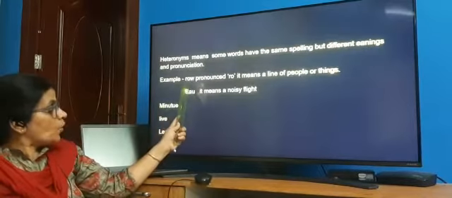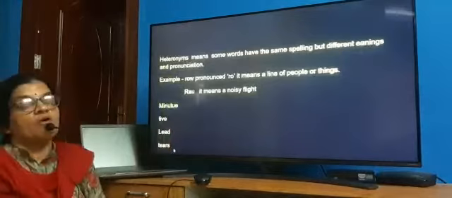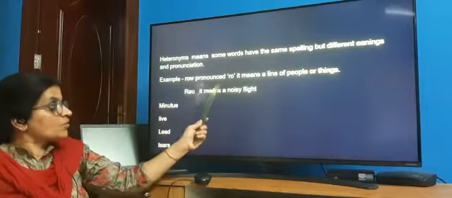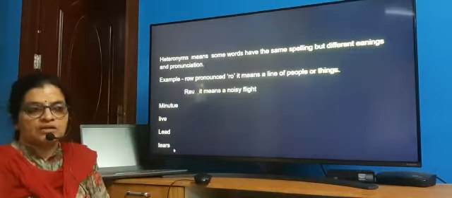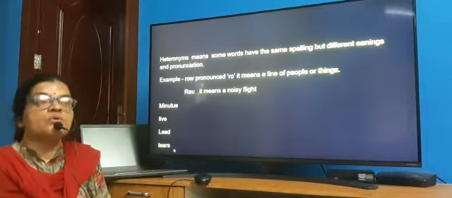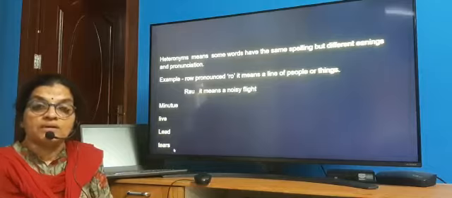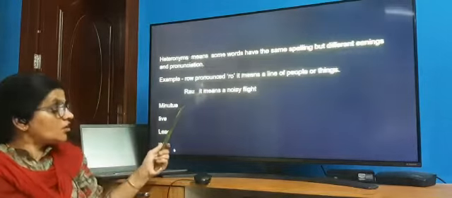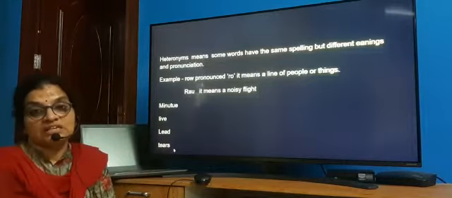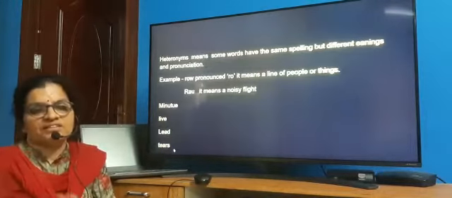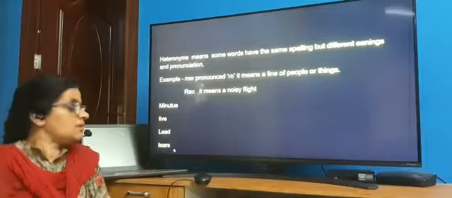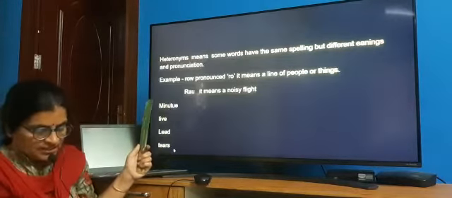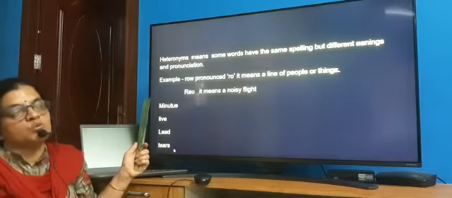Example, row, R-O-W. Row means a line of things or a line of people. You know that when we are going to assembly, at that time we are going in a row or in a line. Another row means a noisy fight, that is fighting with others. That sound will be made.